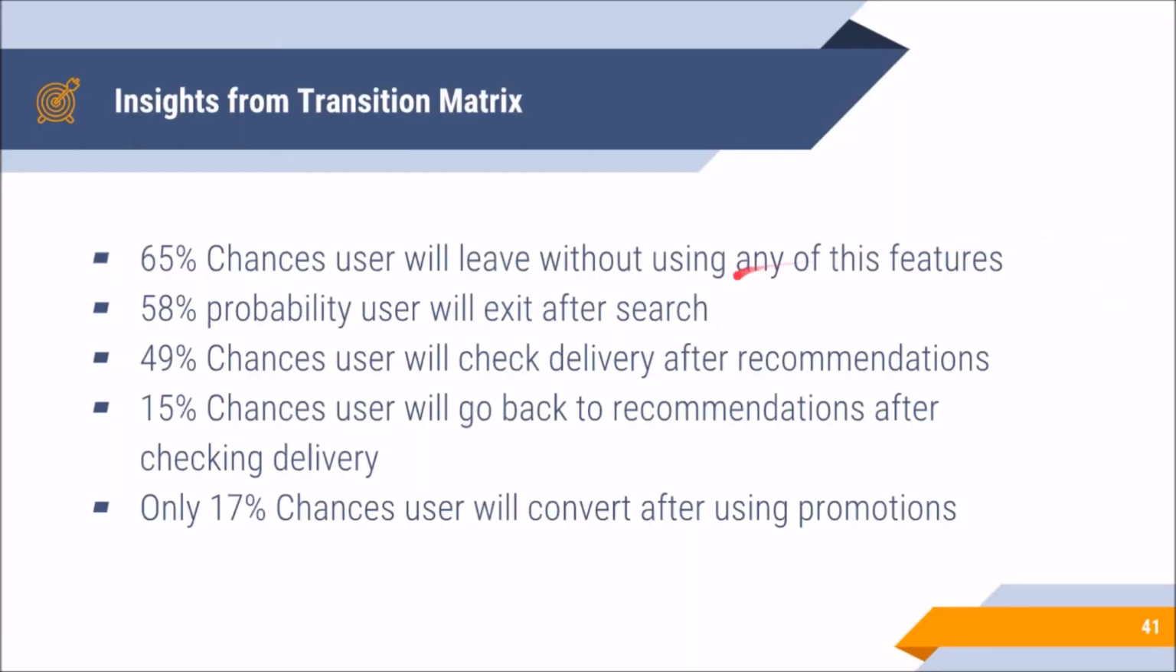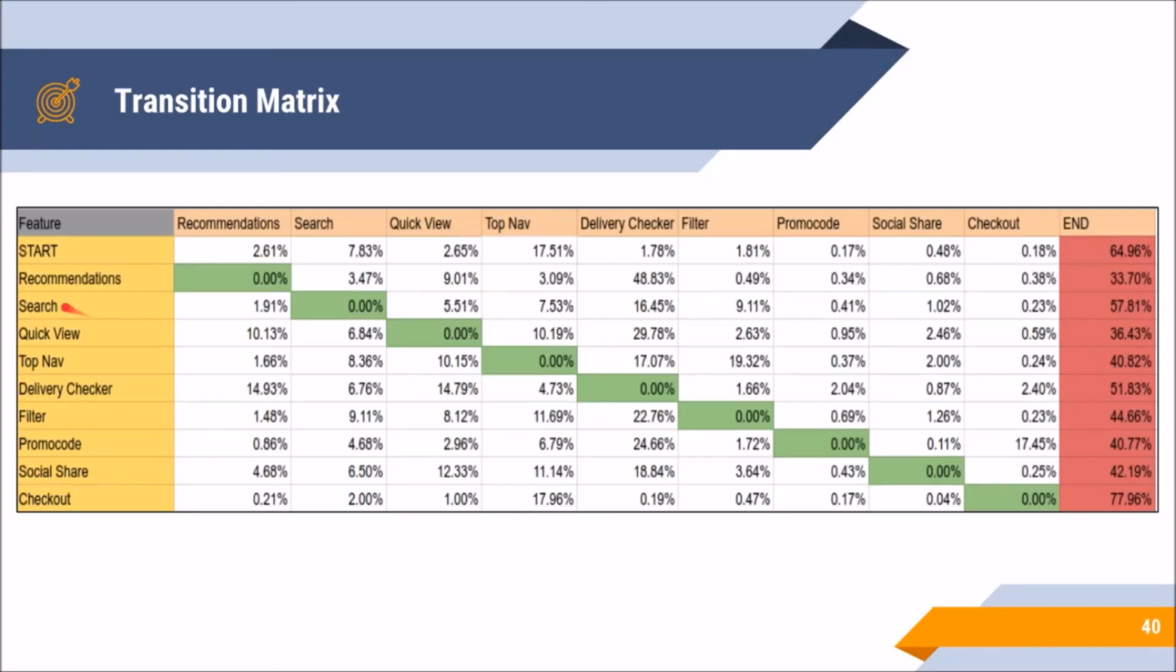Now there's another important statistic coming out of the transition matrix: there is a 58% probability that a user will exit after search. If we go back to the transition matrix and look at the search row, at the end of it we can see 57.81% chance of a user leaving after search. That simply means our search results aren't optimized, and users aren't getting the results they intend to get. So we need to optimize our search results for a better user experience.